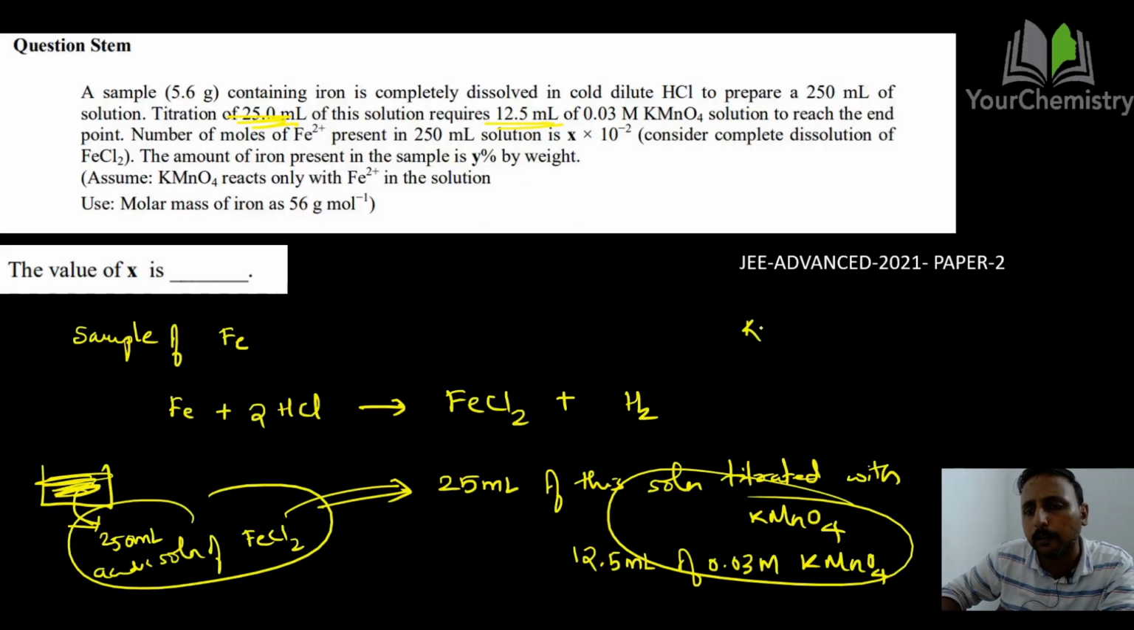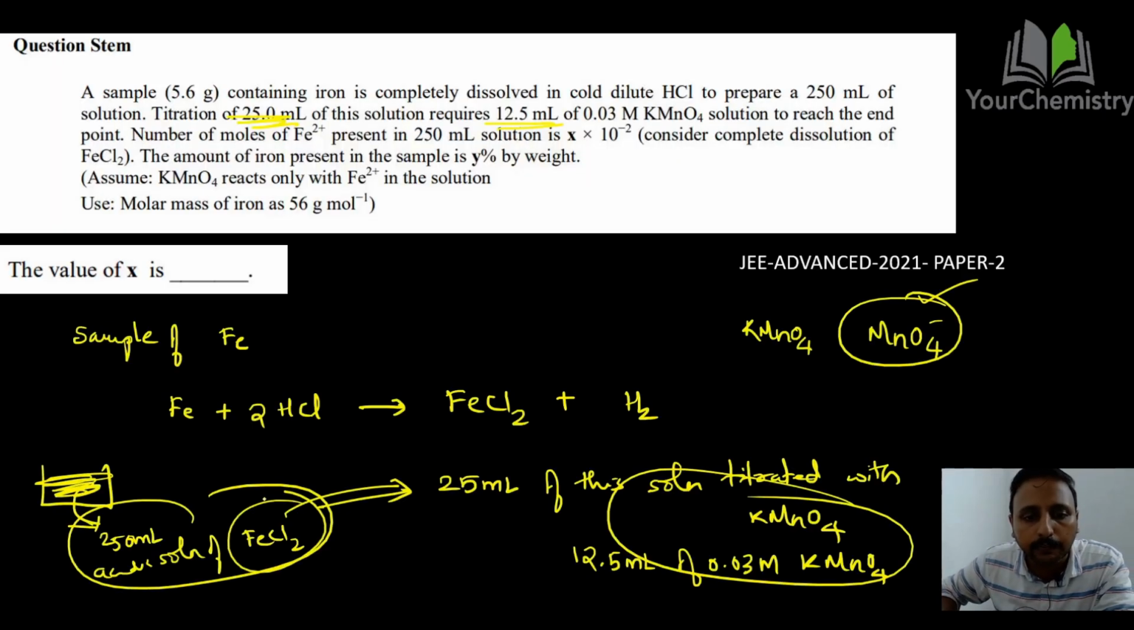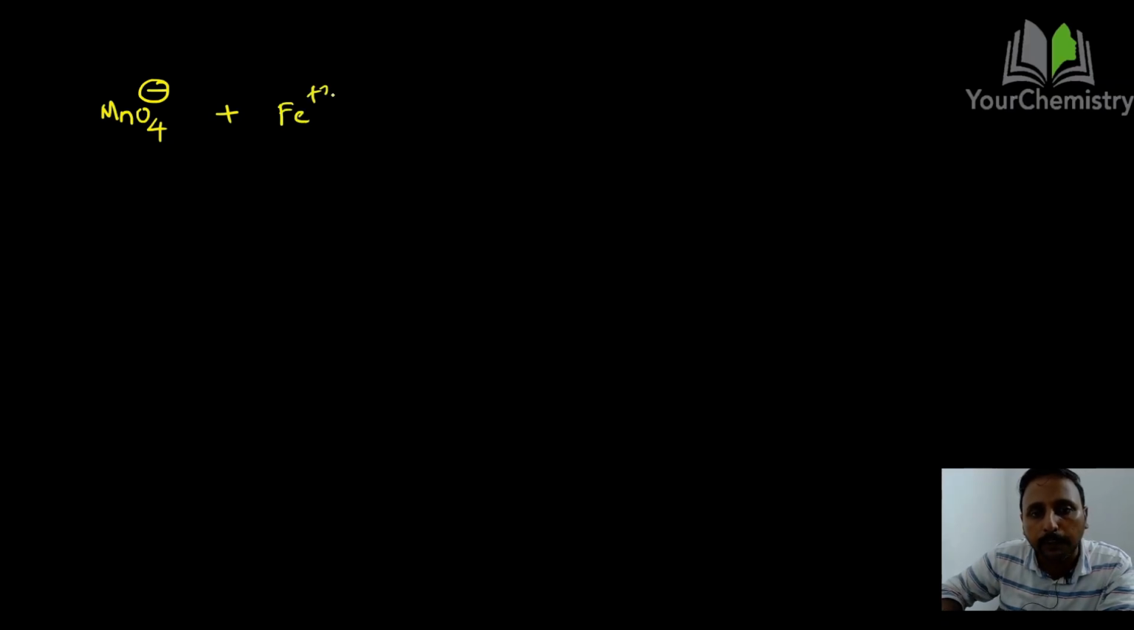KMnO4, I will simply write it as MnO4 minus, the permanganate ion, because K is just an ion which is repeating in the product side also. It has no much significance in this question. So permanganate ion MnO4 minus is reacting with our given solution containing FeCl2, right? FeCl2 means iron is in the +2 oxidation state. So MnO4 minus is reacting with Fe +2 in acidic medium, so I will denote it as H+.